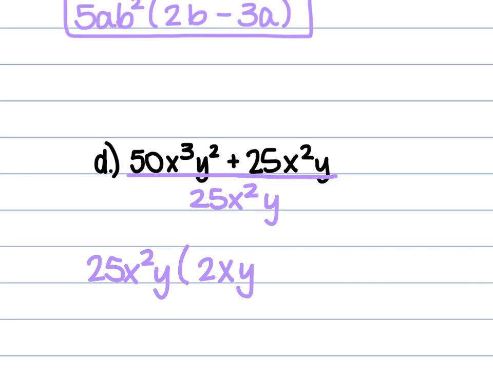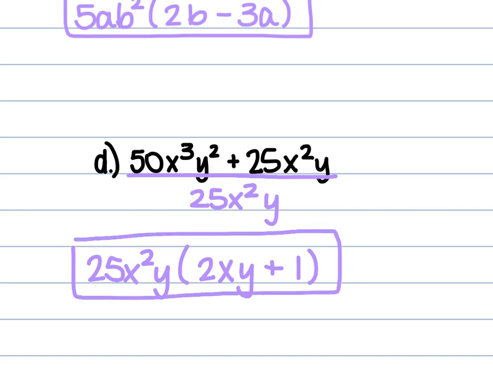For the 25 divided by 25, that's a 1. Do we need to write the 1 in front of the variable? No. However, the x squared divided by x squared cancels, so does the y divided by y. So you have to put that 1 down. So we have 25x squared y times 2xy plus 1.